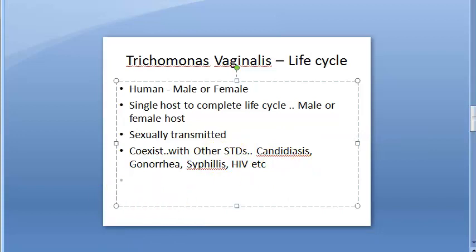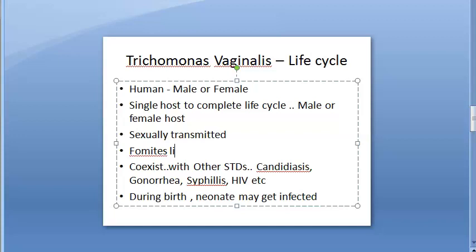Even during birth, a neonate may get infected. Fomites such as towels and handkerchiefs have been implicated in transmission. So it's not just sexually transmitted; it can be transmitted via fomites also, like towels, handkerchiefs, etc.